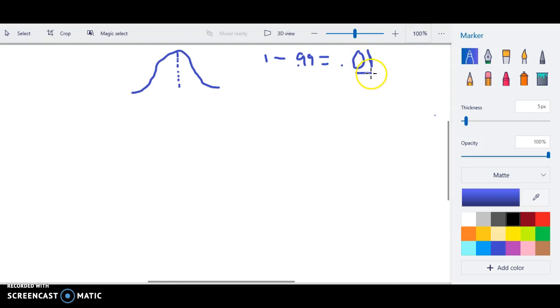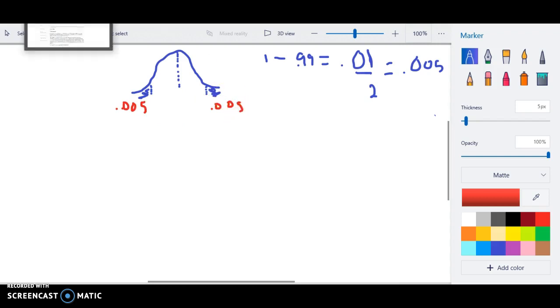Half of this 0.01 is going to go on the left side, and half is going to go on the right side. So you have to divide this into two parts, and we end up with 0.005 on this side and 0.005 on this side. Anything within here would be 99%, but the 1%, half of it is going to be on this side and half on this side. So that is where the 0.005 comes from. Let me get back to the problem here.